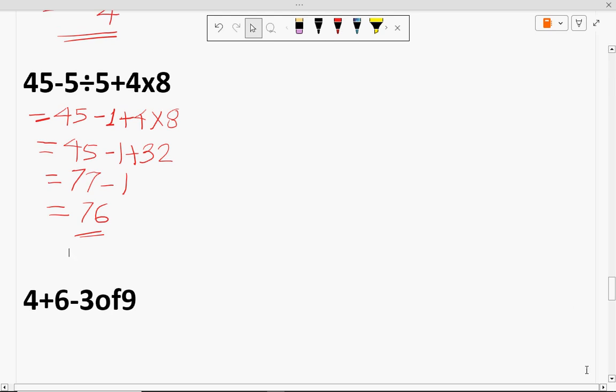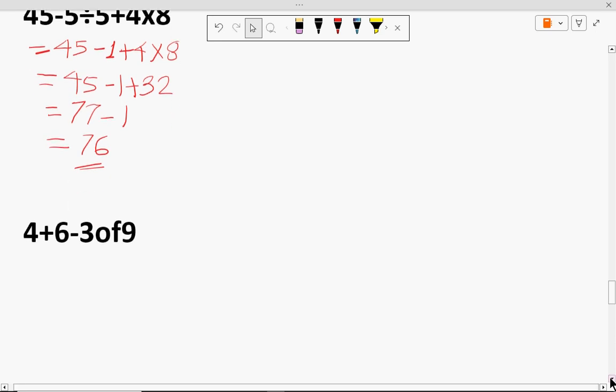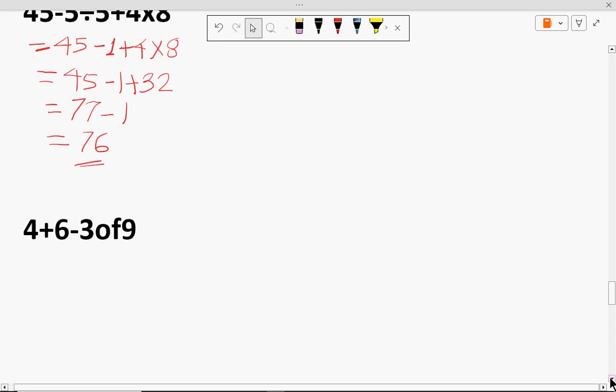Coming to the next one, here we have three operators with off. So off will have topmost priority. So we will write 4 as it is plus 6 minus. Now 3 of 9 is a multiplication between 3 and 9, that is 27.